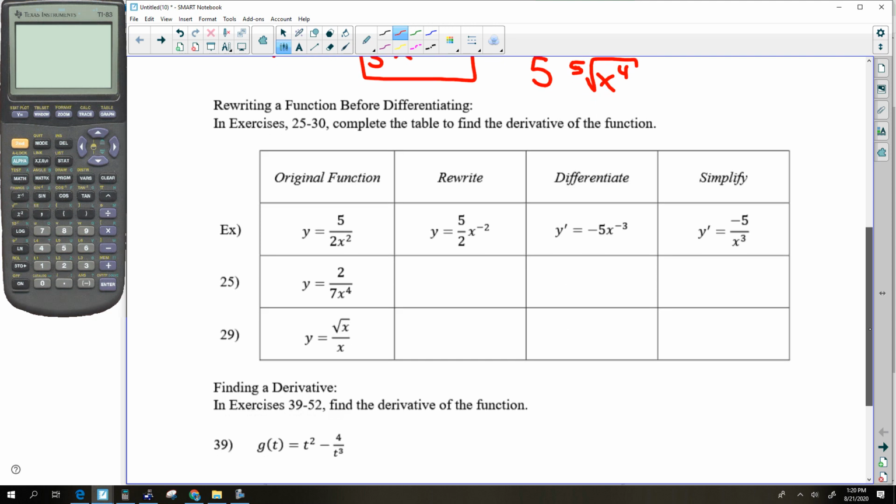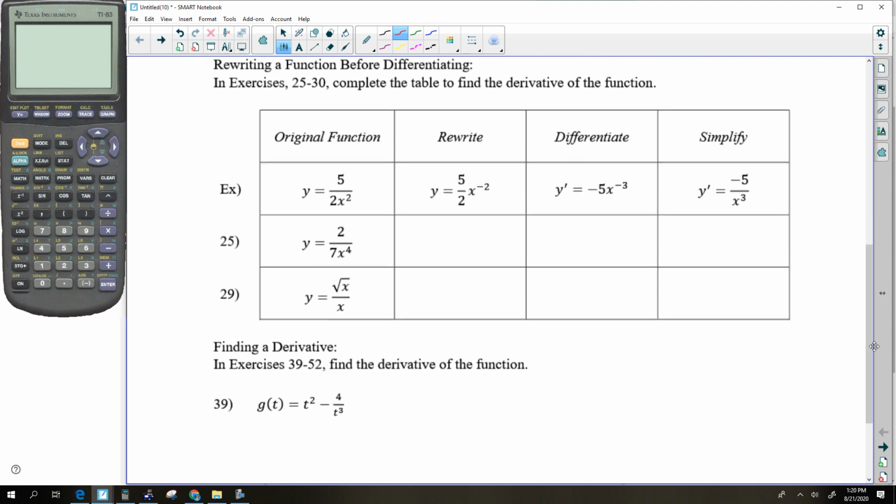Okay. Here in this exercise, they want you to do exactly what we did. Rewrite it, take the derivative, and then clean it up. All right, so number 25. Okay, the number is 2/7. So take the numbers out, 2/7. That's not going to change. And then I see that there's an x on the bottom. So that's an x to the negative 4. So that's the rewrite.